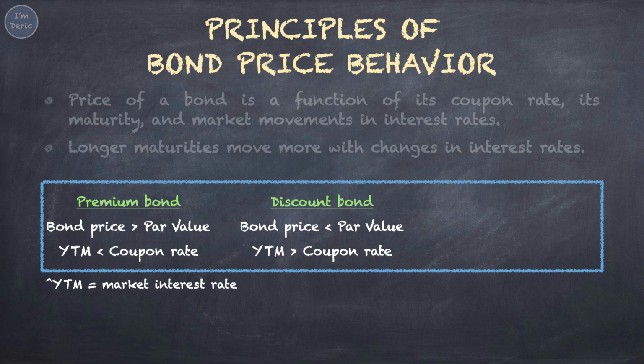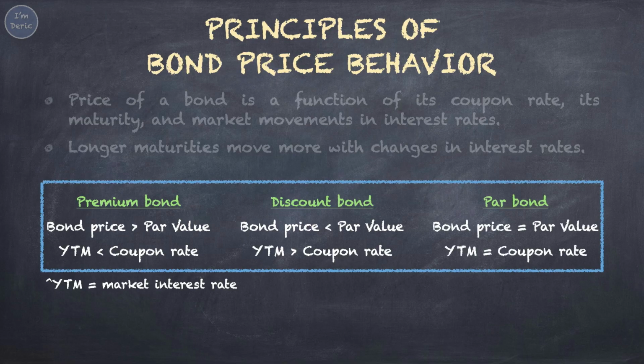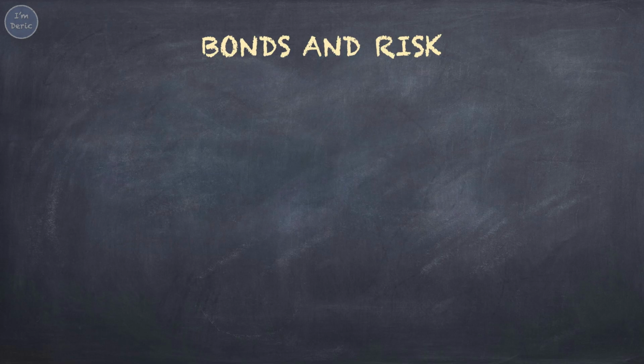However, if the bond price is below par value, or market interest rate is above coupon rate, this is a discount bond. In case when the bond price is the same as par value, or the market interest rate equals coupon rate, you will get a par bond. There are some types of risk that come with the bonds.